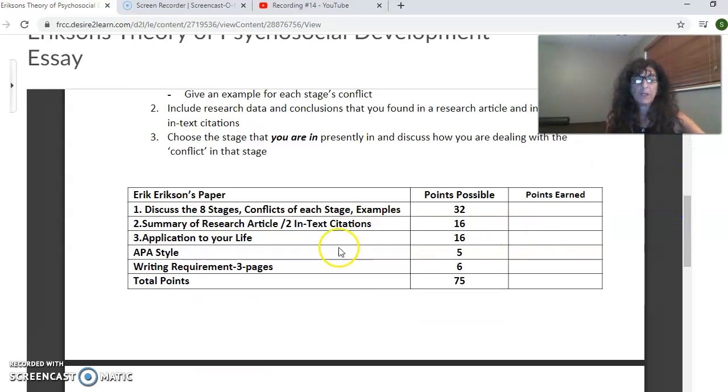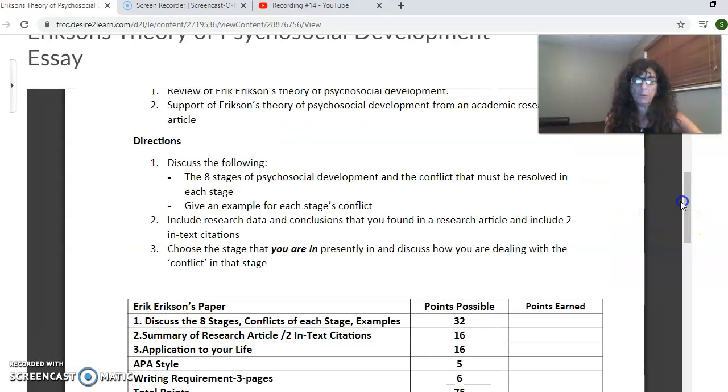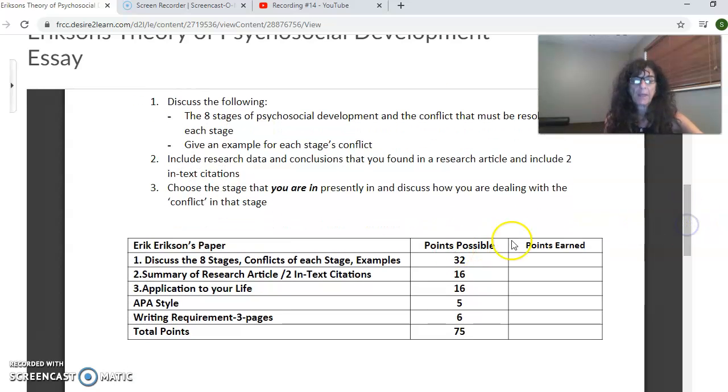That's about it. So here is your rubric for that paper. You're going to get 32 points for the first step, which is step 1 up here. Step 2, research data, in-text citations, is 16 points. And the application to yourself is 16 points. And the remaining 11 points is following APA style and fulfilling that 3-page requirement. So just a 3-page paper.